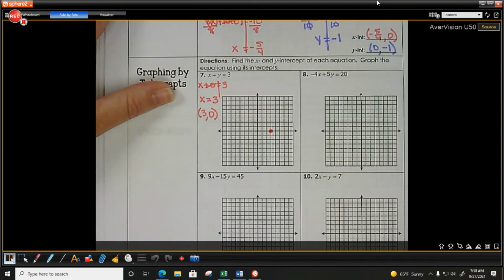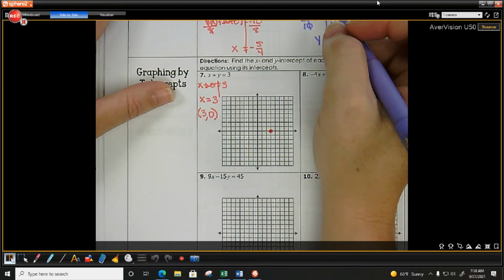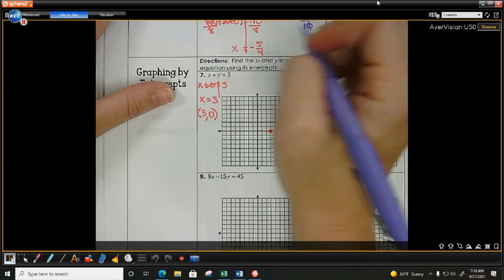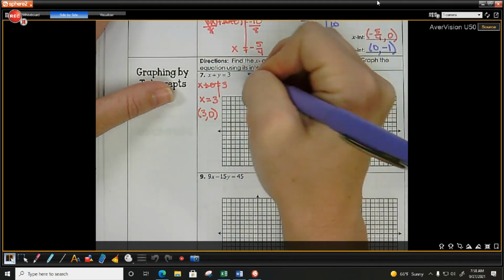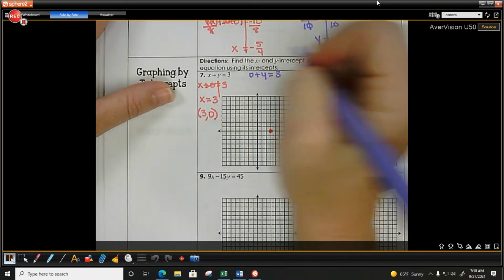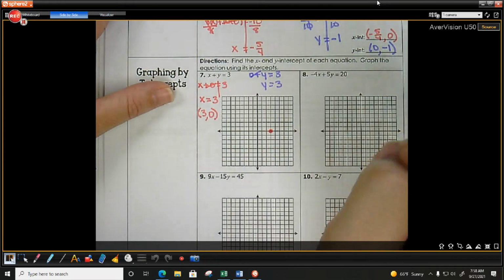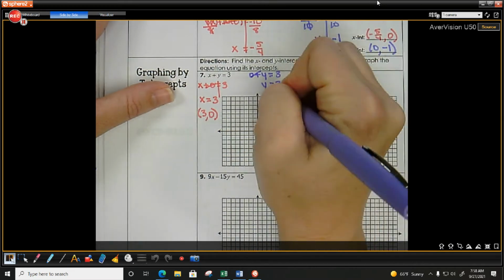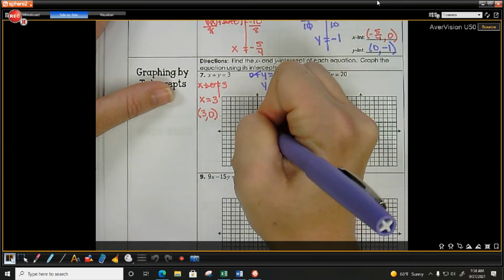Okay, now I need to find my y-intercept. When you find your y-intercept, you replace x with 0. So 0 plus y equals 3. Well, do I need the 0? No, so I just get y equals 3. How would you write that as an ordered pair? 0, 3. So I'm going to go on my y-axis and put a dot at 3. 1, 2, 3.